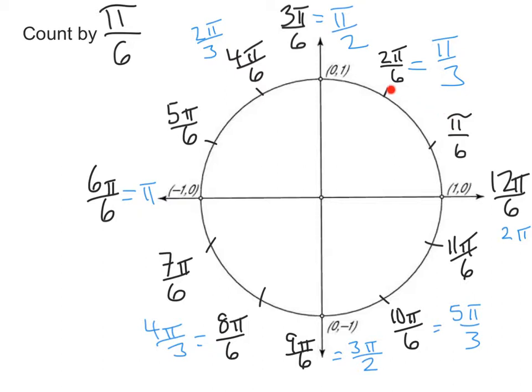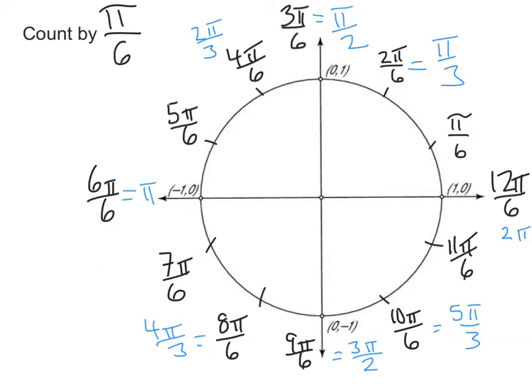Add another pi over 6, you get 2 pi over 6, which reduces to pi over 3. Add pi over 6, you get 3 pi over 6, which is pi over 2. 4 pi over 6, 2 pi over 3, 5 pi over 6, 6 pi over 6, 7, 8, 9, etc. Some of these reduce to values that you normally see on the unit circle. But essentially, if you're trying to figure out where, let's say, 11 pi over 6 is, you can count 1, 2, 3, 4, 5, 6, 7, 8, 9, 10, 11 pi over 6.